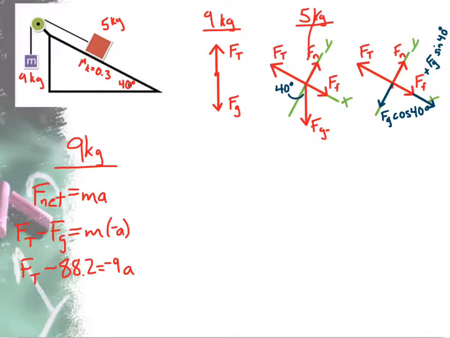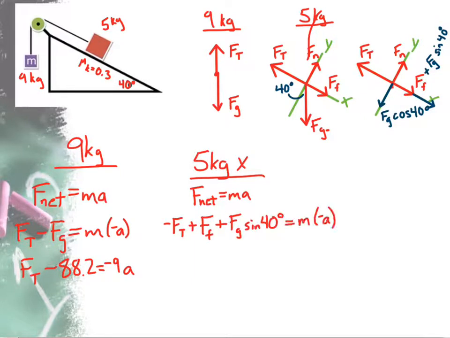Okay, let's now turn our attention to the 5 kilogram block in the x direction. So in the x direction, let's write Newton's second law, F net equals ma, and we're going to add up the total of all the forces in the x direction. And we're going to set that equal to m times negative a, and the reason I wrote negative a is because if our 9 kilogram block is going to accelerate down, the rope is going to force the 5 kilogram block to accelerate to the left, which is the negative x direction. So that's why there's a negative sign there.